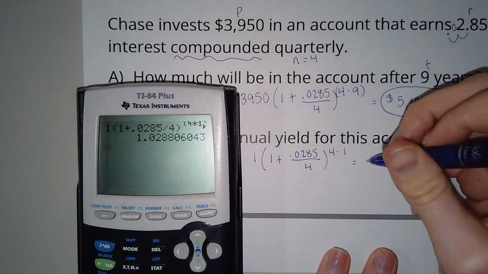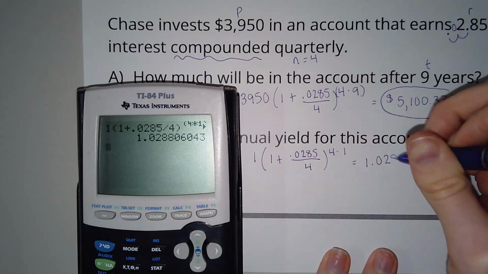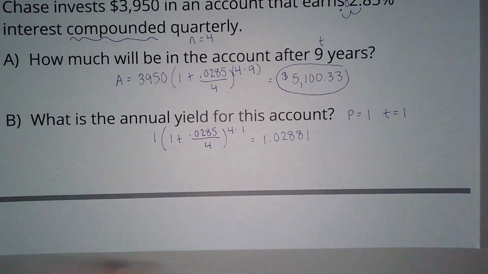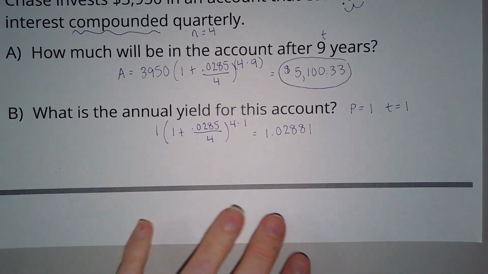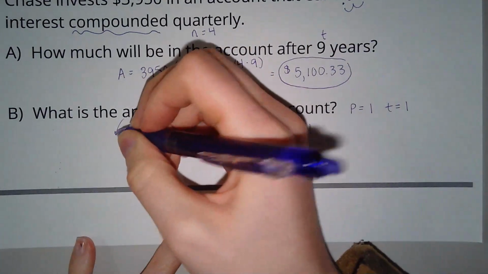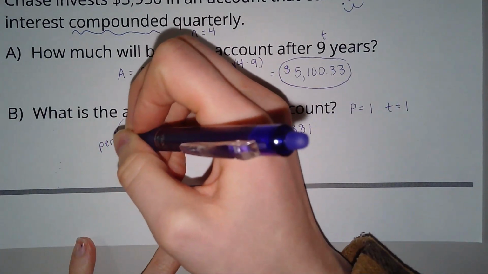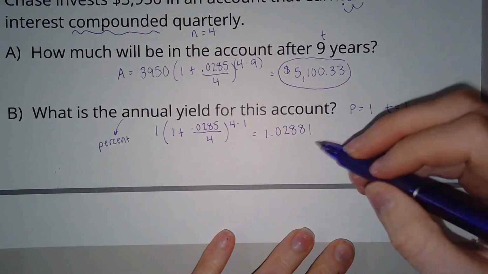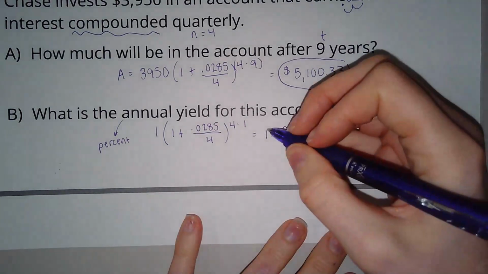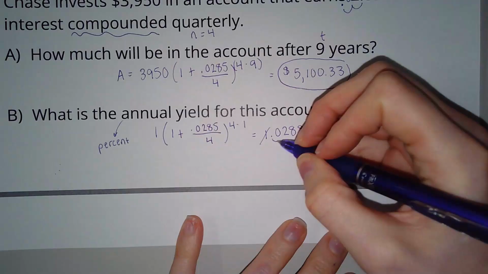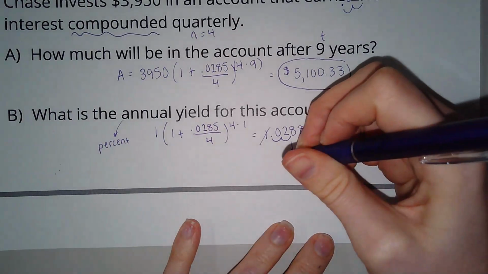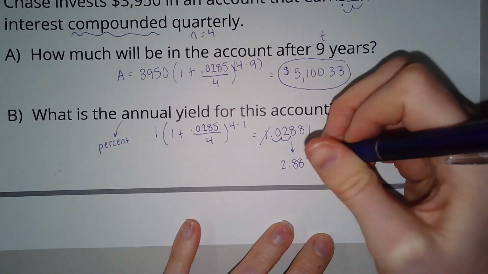Now with annual yield, I would recommend writing down at least 5 decimals. So I'm going to write down 0.02881. We also want to remember that annual yield should be written as a percent. Your annual yield is a percent. So when I get this answer, the way we get our percent is we ignore that 1 because we're not taking into account that original $1. And then we'll go ahead and move the decimal. So that gives me 2.881%.